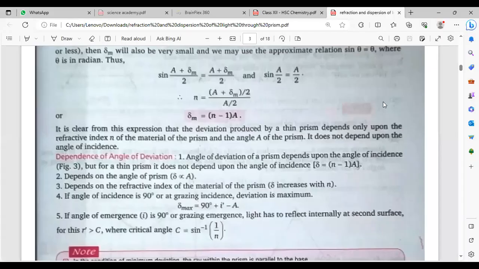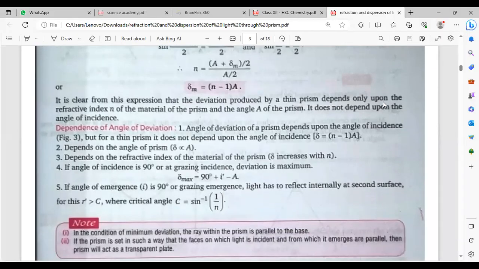Now the next thing we are going to do is dependence of angle of deviation. Angle of deviation किस चीज पर depend करेगा? The factors are, the first factor is angle of deviation depends upon the angle of incidence. But for a thin prism, it does not depend upon angle of incidence.